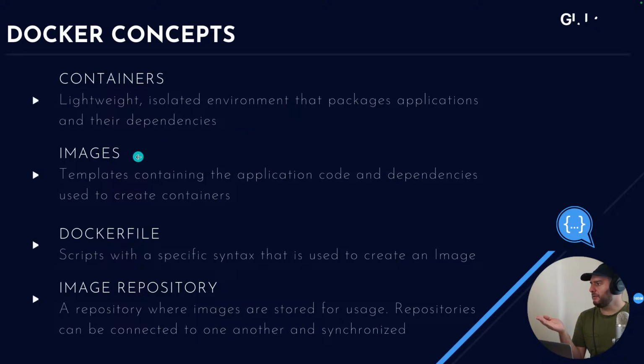Then we have the concept of images. So what is an image? An image is a template that contains the application, the code, and all the dependencies that we need to create a container. So it's like the recipe for your container. It's where we can say, okay, if I create containers using this image, the containers will have a particular Java application, and they will have Java also running on the container.